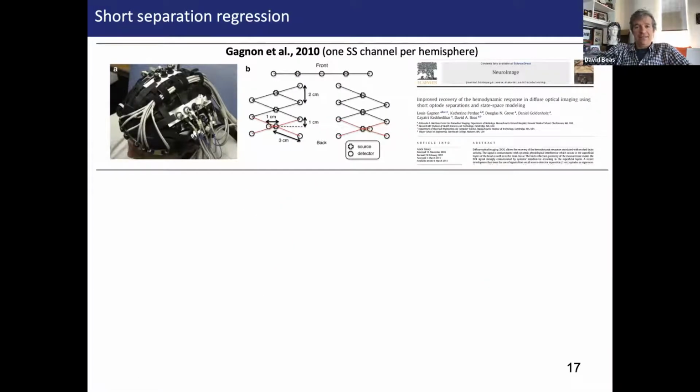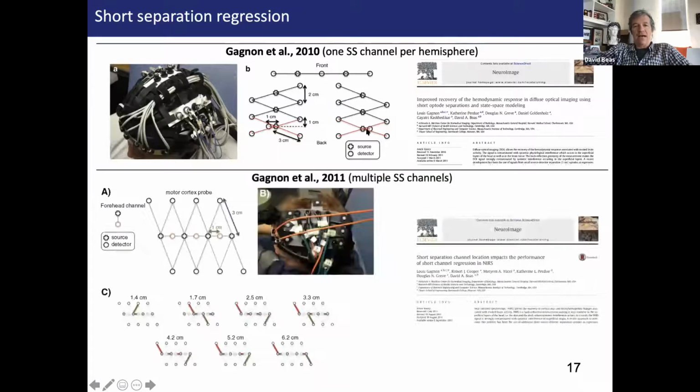We and others have written lots of papers on this. So first we looked at what if we just have one short separation channel per hemisphere, and that proved to be very effective at modeling that scalp interference and allowing us to better estimate brain activation. We then asked the question, well, would it be better to actually have multiple short separation channels? And of course, the answer is yes, because it turns out that scalp fluctuations are not the same everywhere on the scalp. There are slight differences. And so it's better to get those local measurements of the scalp interference.